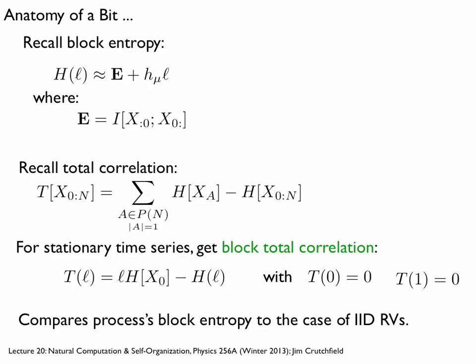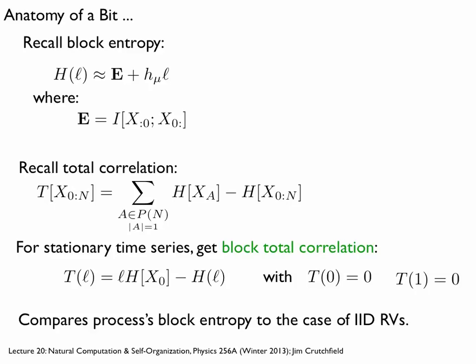So recall that the block entropy has this linear asymptote with excess entropy plus h mu, the slope, times L. And here in our new notation, the excess entropy is the mutual information between the past and the future. One of the things we introduced on Tuesday was called the total correlation. It was the difference between the individual random variables and the joint in the collection. So we can do the same thing for a time series. Here's the time series version of this, the block total correlation.